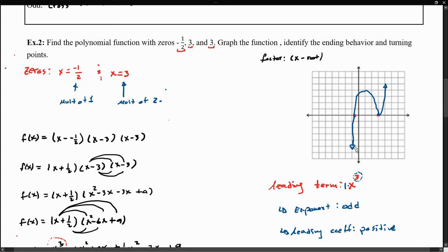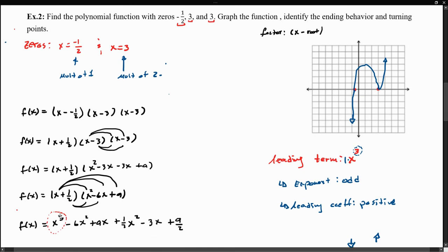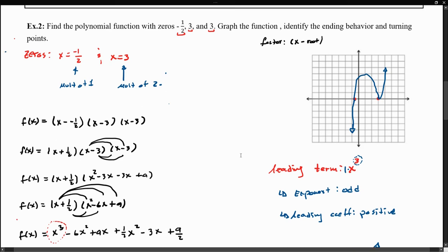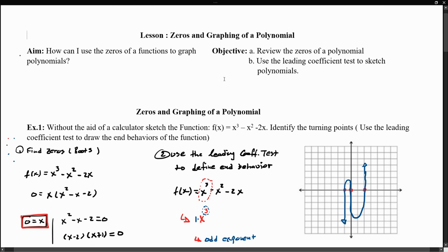And now we have it. This is a very nice sketch for a function whose roots are negative 1/2, 3, and 3. And all we did was first identify the multiplicity of those solutions, plot them in there, expand the expression until we see the leading term, and then use the leading coefficient test to properly define the end behaviors. And with this, it concludes our lesson for zeros in graphing of a polynomial using the leading coefficient test.